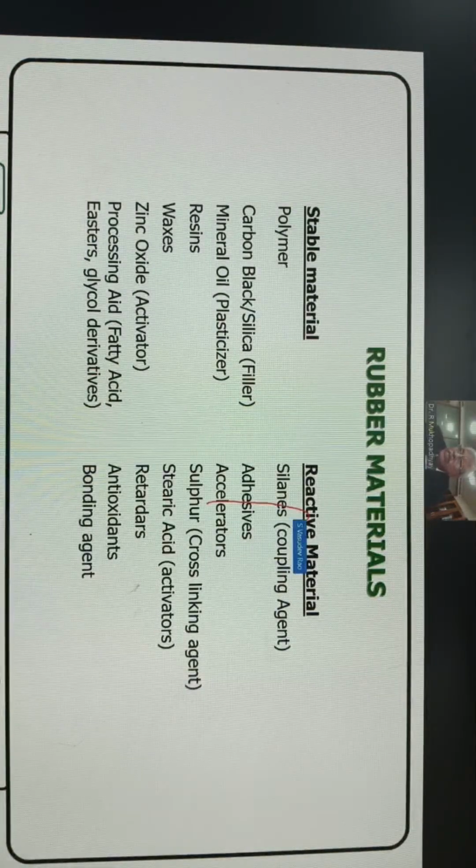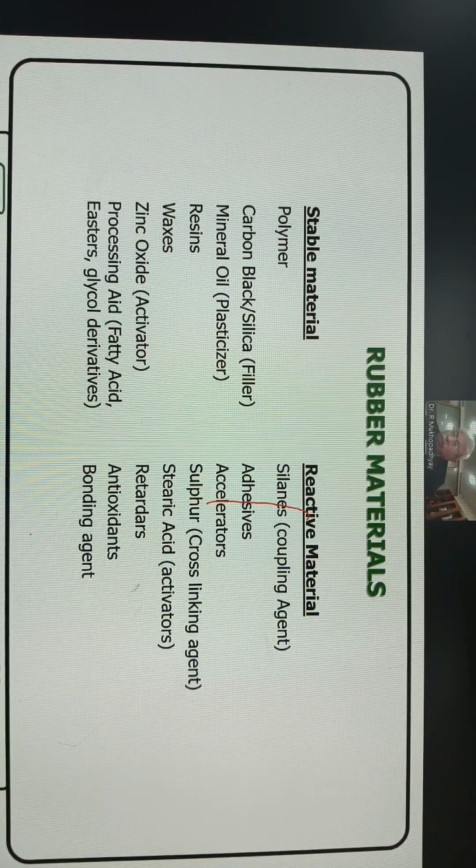Now, out of these raw materials, I am explaining this slide because the sustainability factors are coming. The compounder should have knowledge of what is the reactive part and what is the stable part. Generally, among the different ingredients, some are reactive, like silane coupling agent, silica, silane, adhesives, accelerator, sulfur, stearic acid, retarder, antioxidant, and the bonding agent. They are reactive materials; while mixing, you get certain fumes due to the reaction, maybe H2S, nitrogen dioxide, sulfur dioxide, all these types of gases are involved.